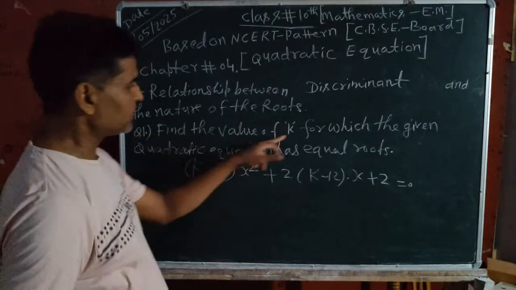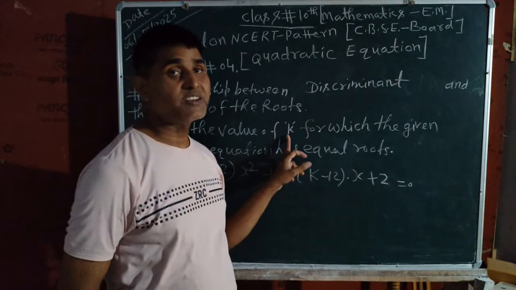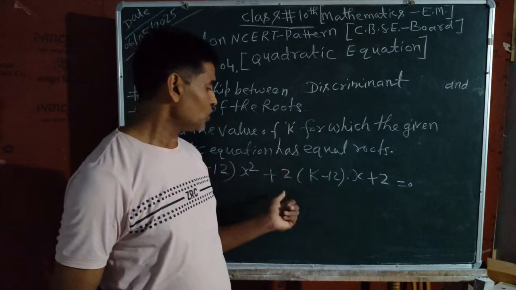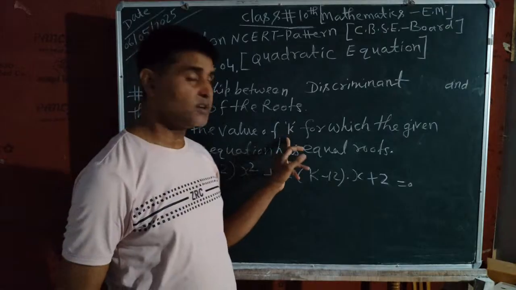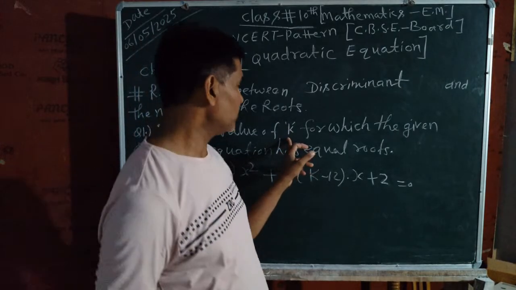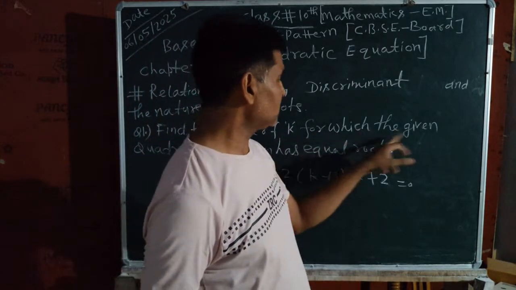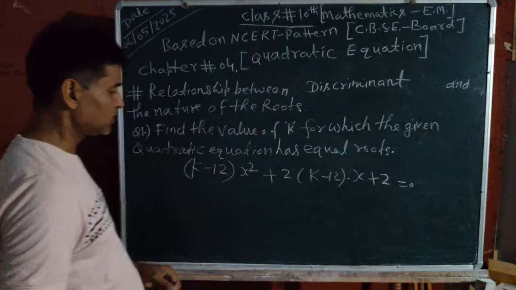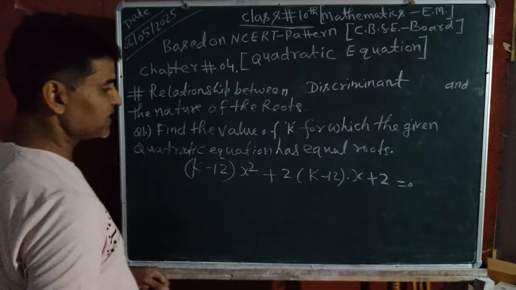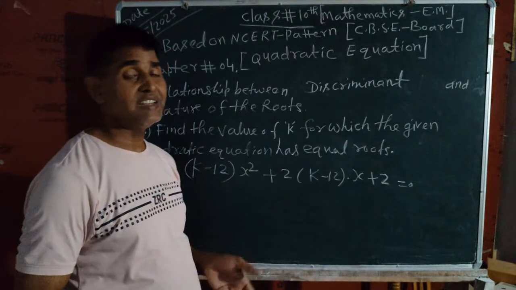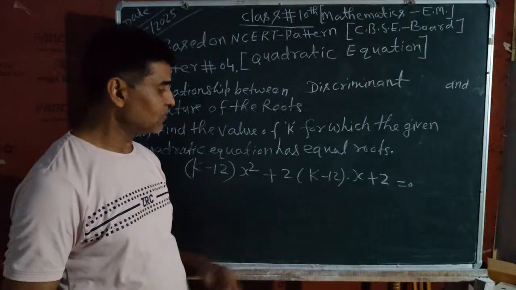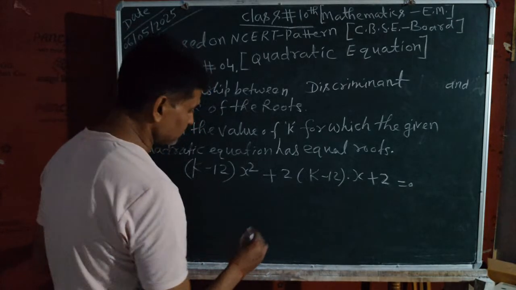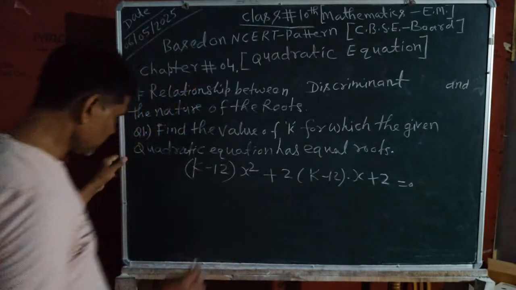In this question it is written as find the value of k, where k is the parameter. Its value will be from minus infinity to plus infinity. According to the question, I will calculate its value, what will be its domain. Okay student, now for which the given quadratic equation has equal roots. So if the quadratic equation has equal roots, in this case I will say the value of discriminant is equal to 0.